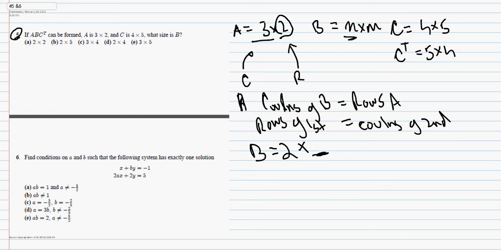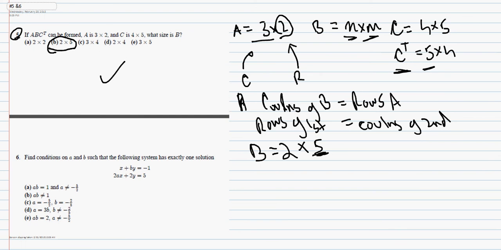Now, it's saying A, B, C times C transpose. That means the rows of B, which is m, has to equal the columns of C transpose, which is 5. So it's going to be a 2 by 5 matrix. So our answer for this question is B.